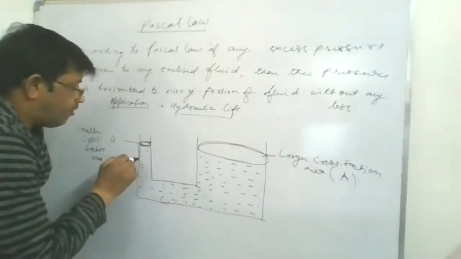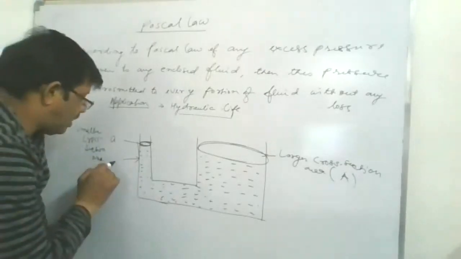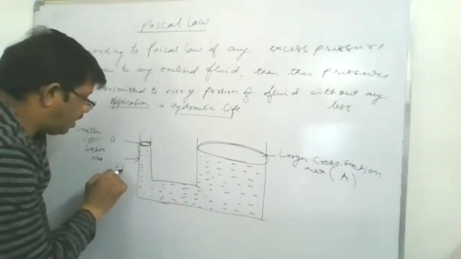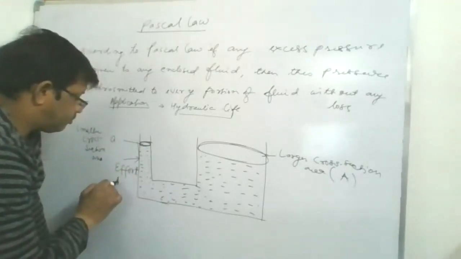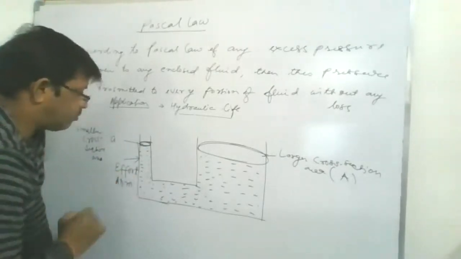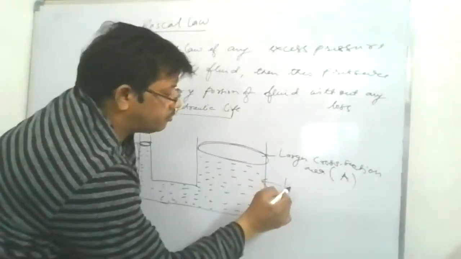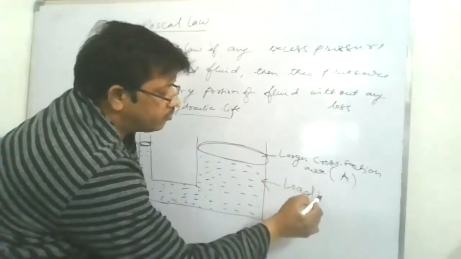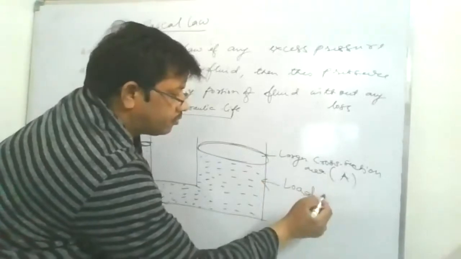So the arm which has a smaller cross section area is called the effort arm. E-F-F-O-R-T, effort arm. And this is known as the load arm.